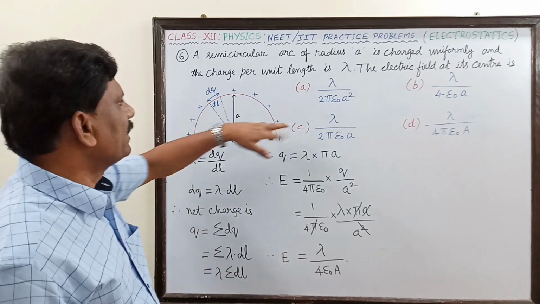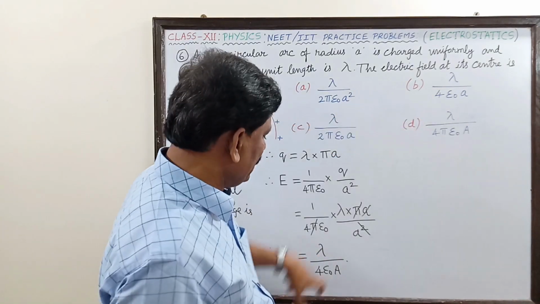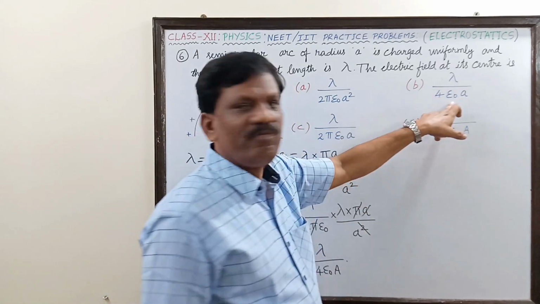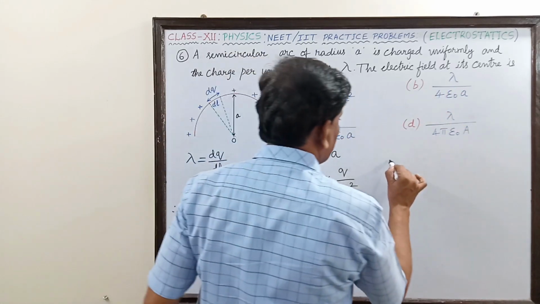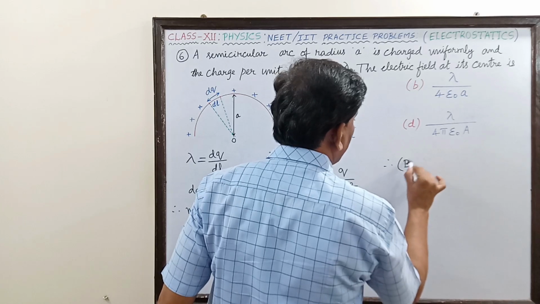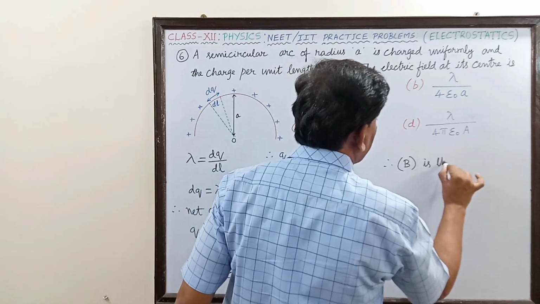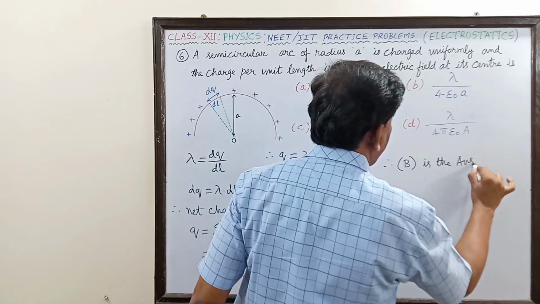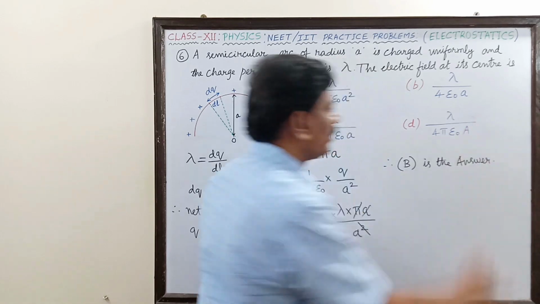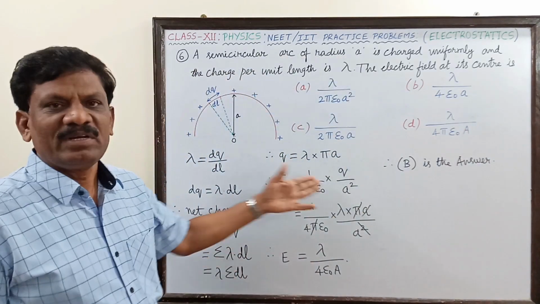So which option is correct? Let us see now. Option B is lambda divided by 4 epsilon naught a. Therefore option B is the correct answer. I hope you must have understood well. Fine.